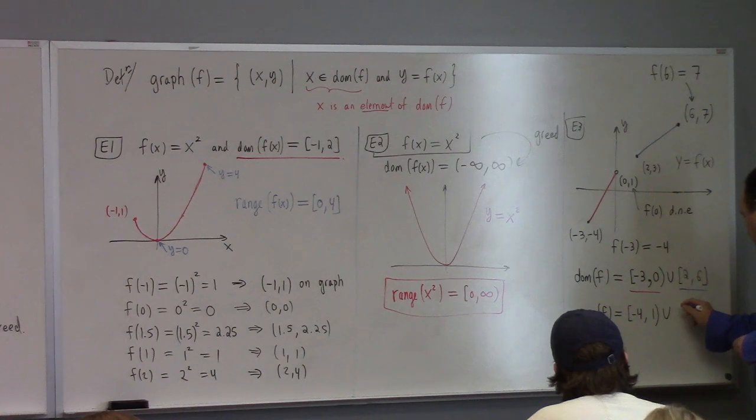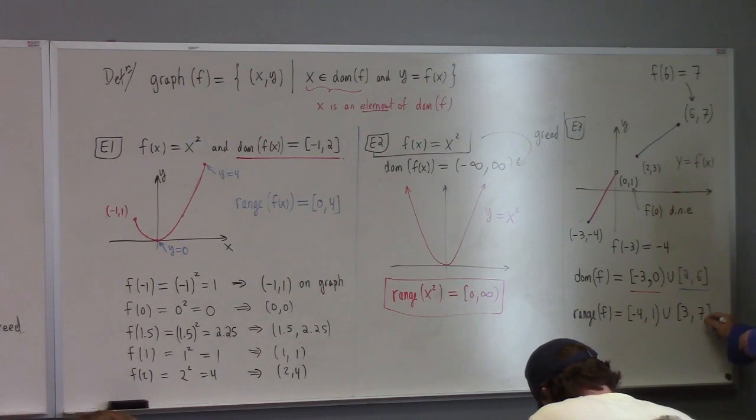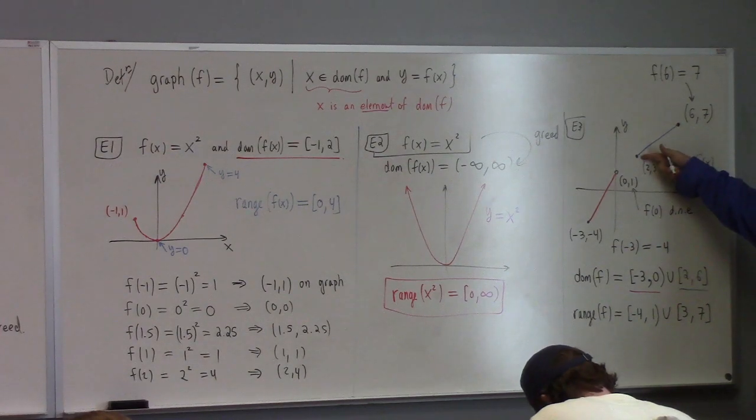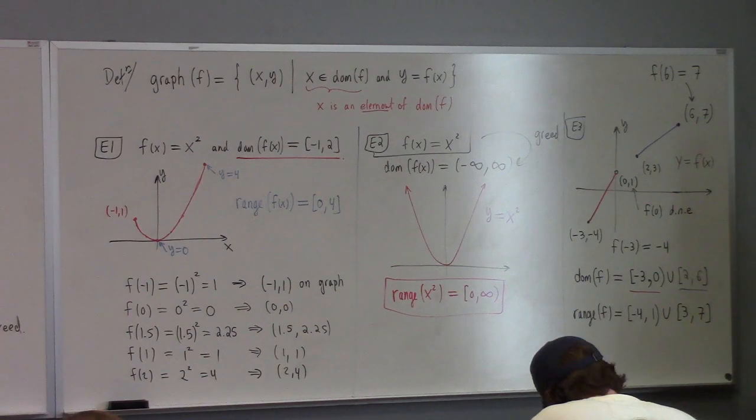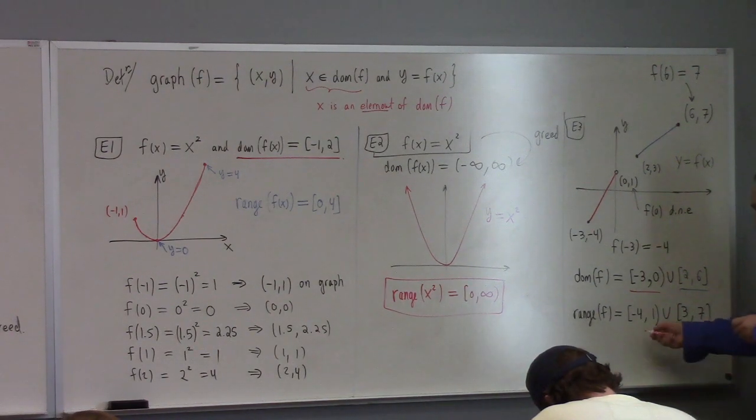Are the 3 and the 7 included? They're both included. Now the reason we do 3 to 7 is because we get to 3 here and we get to 7 here in the y. All right? The y values are the range, the x values are the domain. The range is all of the y values which are attained. The domain is all of the x values which are attained in the graph.